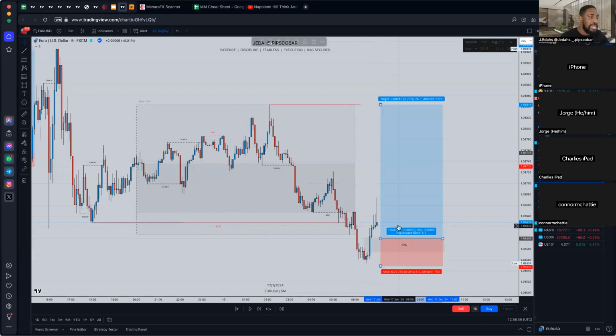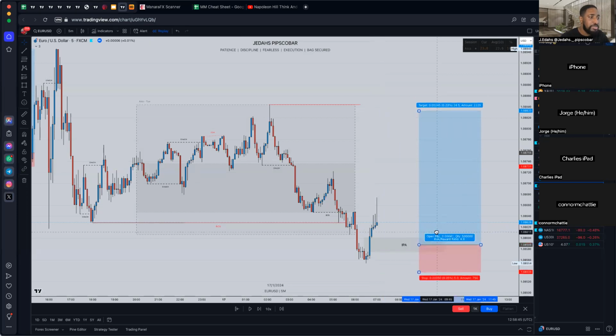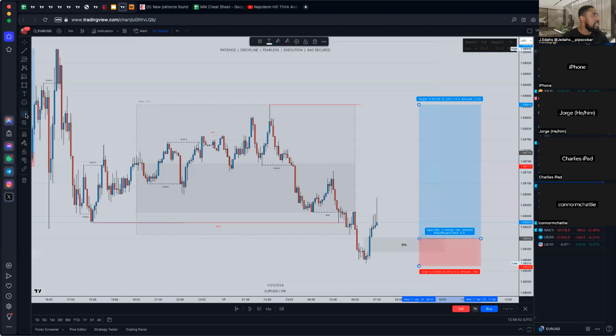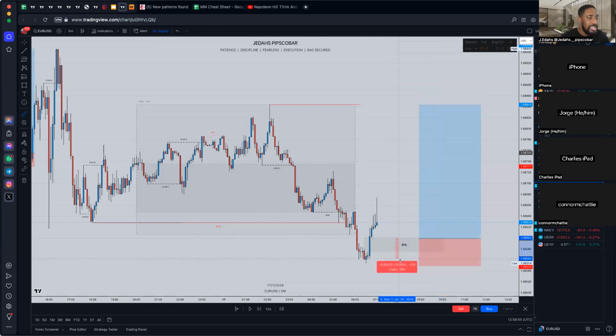So you can pull it at the start of the IPA zone, or you can pull it at 50%. Because it's Euro USD, as we already know, Euro USD doesn't hold that much weight, so your stop loss is not going to be crazy. From here to here, it was literally 5 pips. And then what are you targeting? You're targeting the Asia session high. This is literally all we're doing.